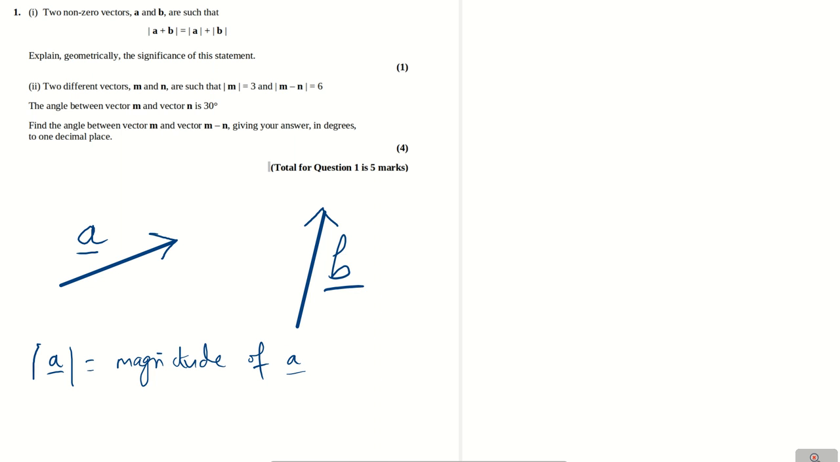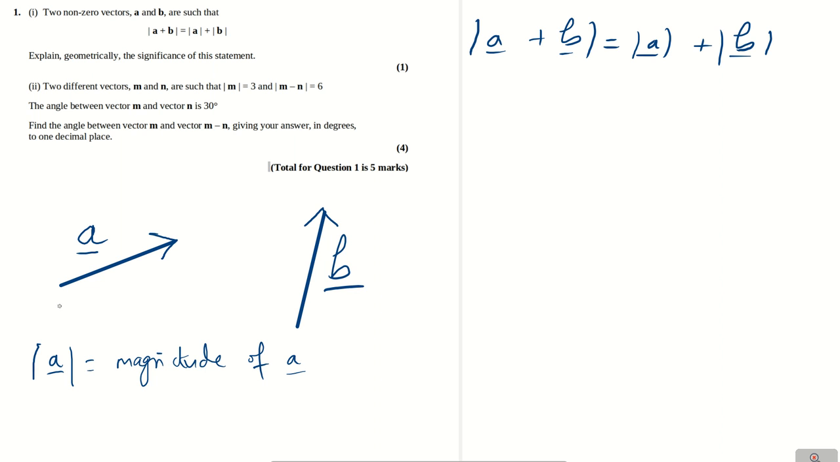So what the question asks us is, it says the two vectors are such that the magnitude of A plus B is exactly the same as the separate magnitudes of A and B added together. Right, well, the first thing we need to think about is what we mean by addition when it comes to vectors.